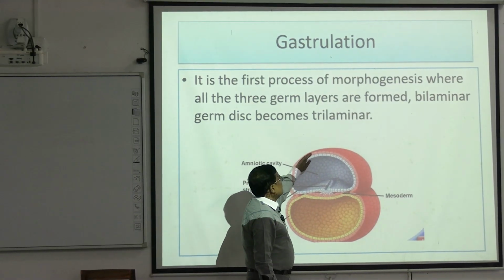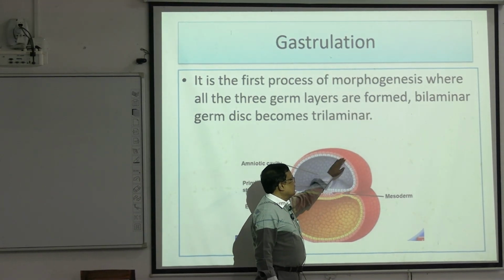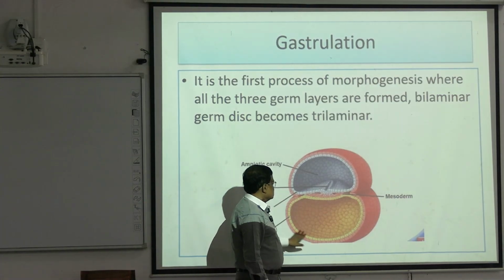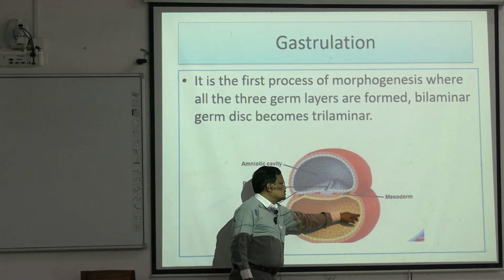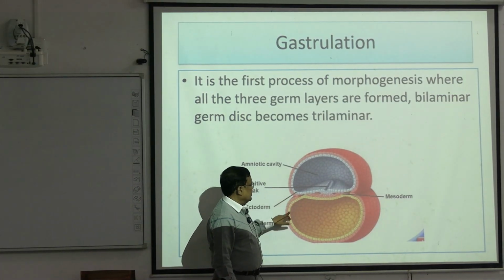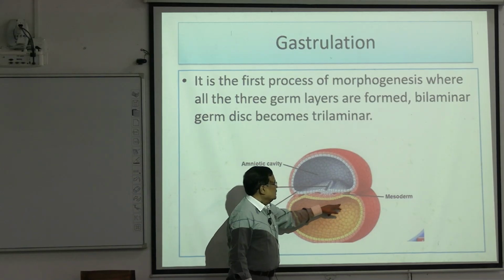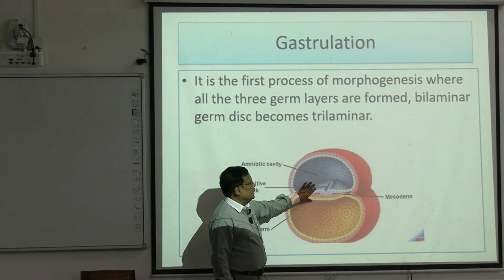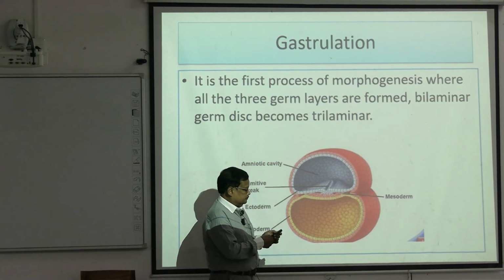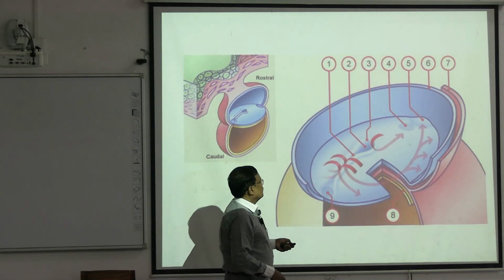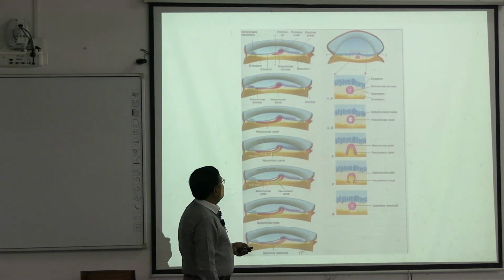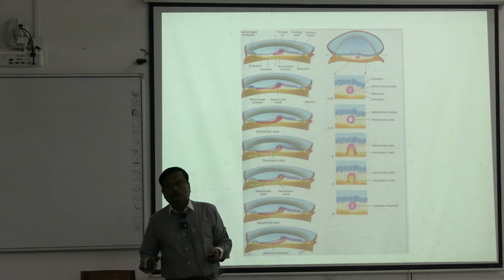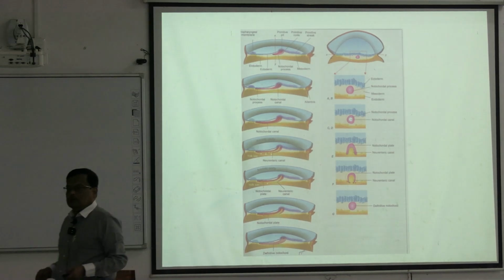Surrounding it, there is a mesodermal layer. Here is also a mesodermal layer, and this is the Heuser's membrane, which ultimately forms the wall of the yolk sac. So, it is a three-layered cavity. Now, I have already told you there is a formation of the notochord.